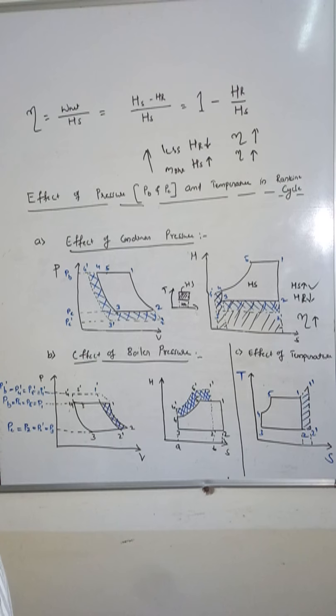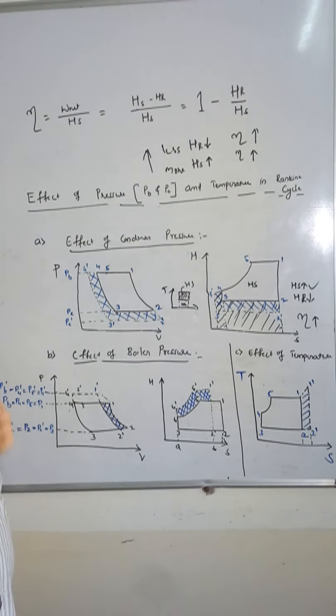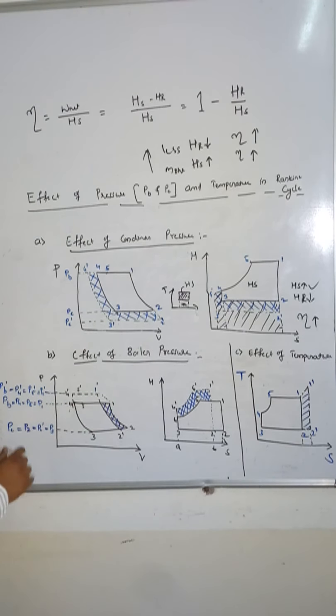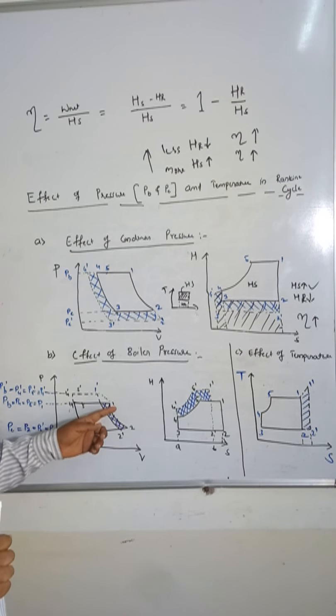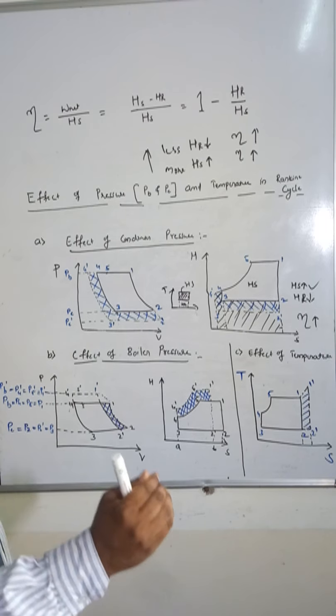Effect of boiler pressure. Same thing. Here we decreased the condenser pressure because the condenser's work is to decrease the temperature. What is the work of the boiler? To increase the temperature. Now I will increase the boiler temperature from 4 to 4 dash. That is, the inlet temperature of the turbine is 1, and I have increased it to 1 dash, which means temperature is increased.